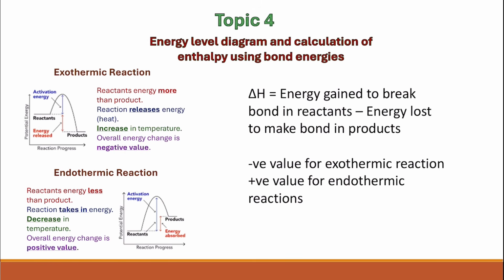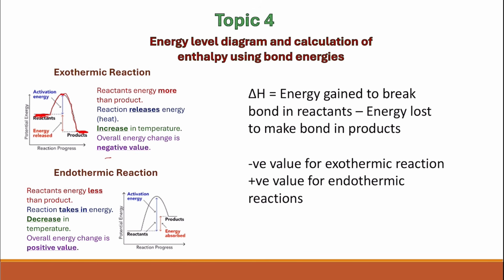For an exothermic reaction and the energy diagram, remember that the energy of the reactants is higher than the energy of the products. And then as the reaction goes, it goes to the top point here and then goes down to the energy of the product. You need to label the activation energy, which is the difference between the energy of the reactant and the top point. And then the overall energy change will be the difference between the energy of reactants and product. In an exothermic reaction, the reaction will release energy or heat, and there will be an increase in the temperature. The overall energy change is a negative value.